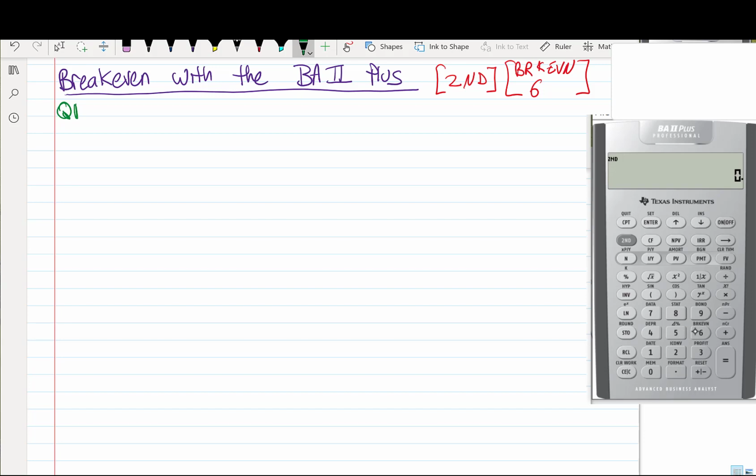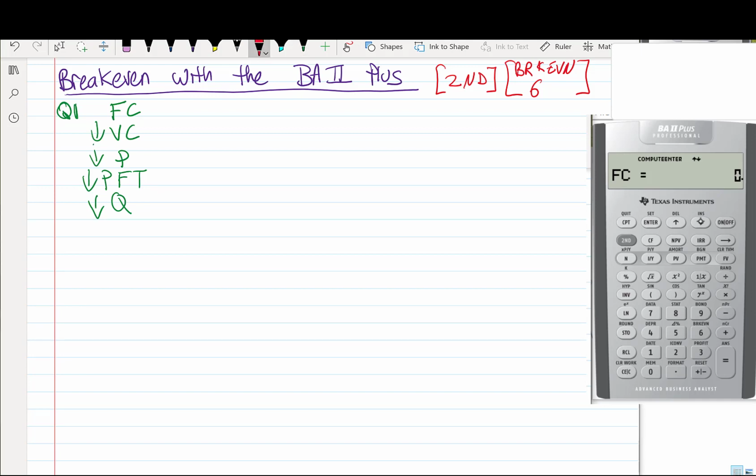So we go to second, and then we go over above the 6 to the break-even menu. That hangs out above the 6. Once you go in there, you'll see it says FC. I'm going to write that down. And then if I scroll down with an arrow, I get VC. Scroll down with an arrow, P, PFT. I'm going to put in my arrows, and finally we get Q. That's 5 things. And when I scroll down again, I get back to FC.